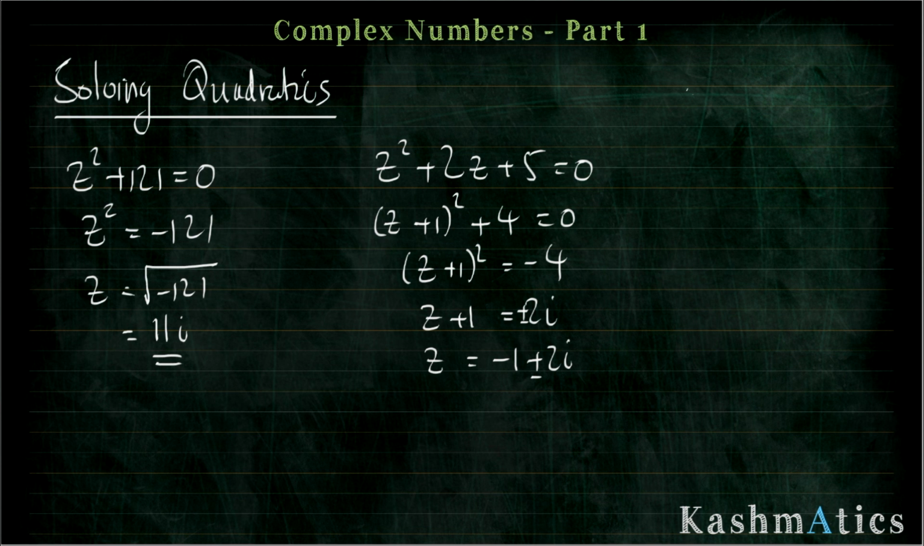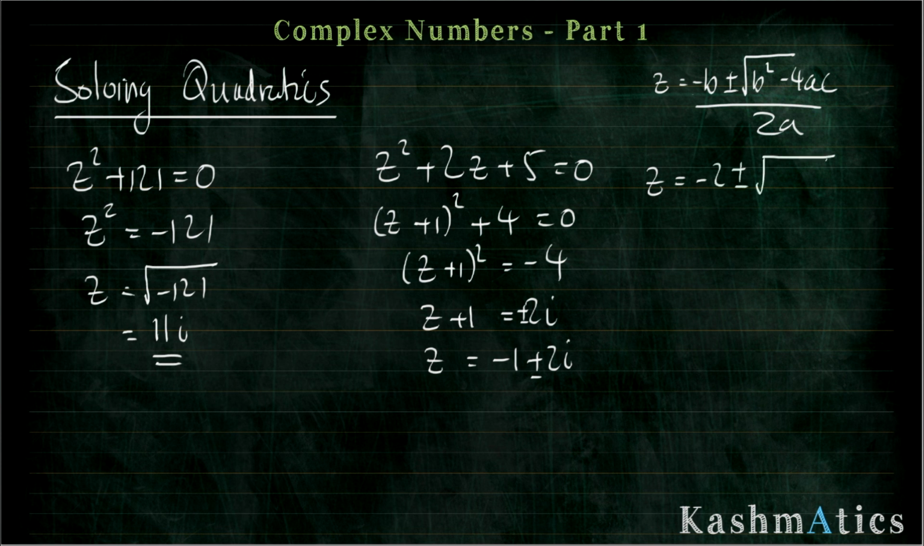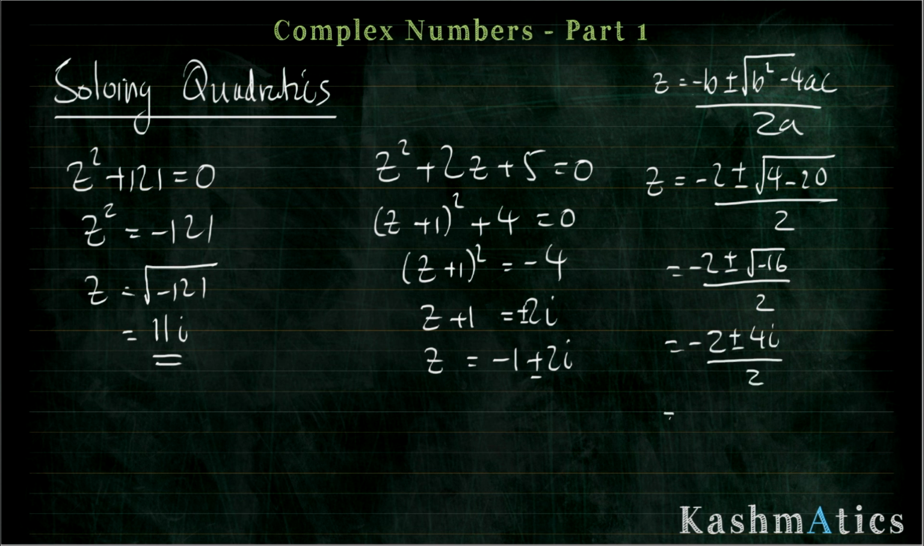If I use the quadratic formula instead, so remember that is z equals minus b plus or minus the square root of b squared minus 4ac over 2a. I would get z equals minus b, so minus 2, plus or minus the square root of b squared, so 2 squared, which is 4. Take away 4ac, so that would be take away 20, all over 2. So I'll get minus 2 plus or minus the square root of minus 16 over 2. So that would be minus 2 plus or minus 4i over 2, from which I get minus 1 plus or minus 2i. So I get exactly the same solution.